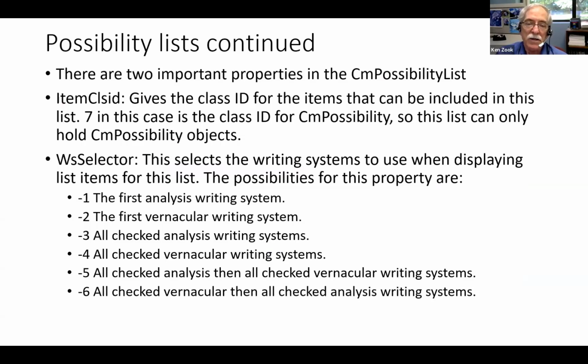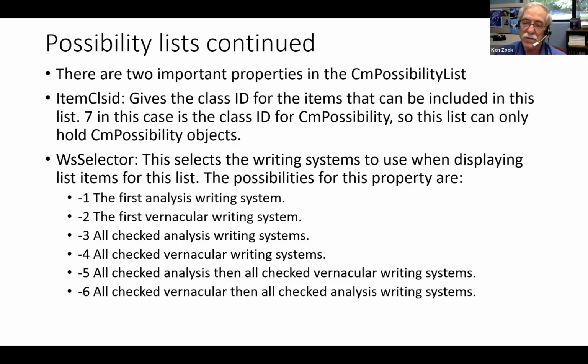The item class ID gives the class ID for the items that can be included in this list. 7 in this case is the class ID for CM possibilities, so this list can only hold CM possibility objects. There are other ones that are available. WS selector selects the writing systems to use when displaying list items for this list.